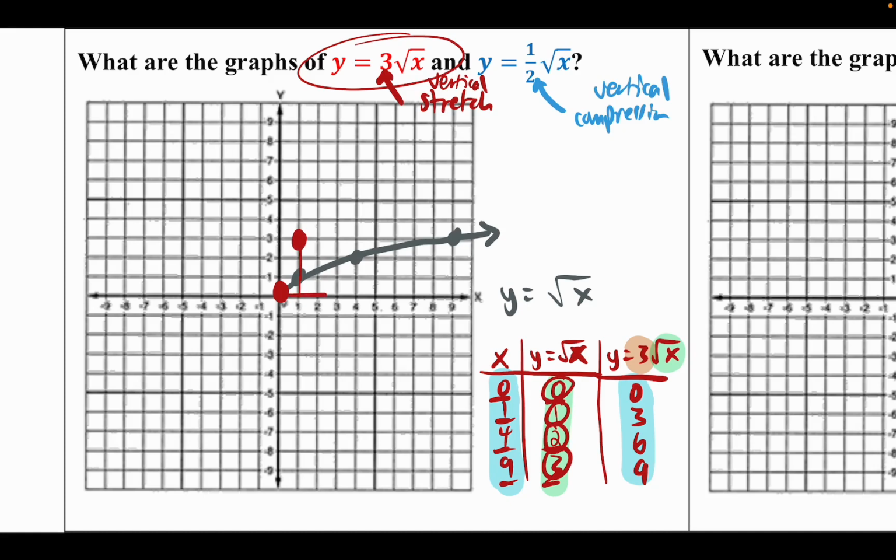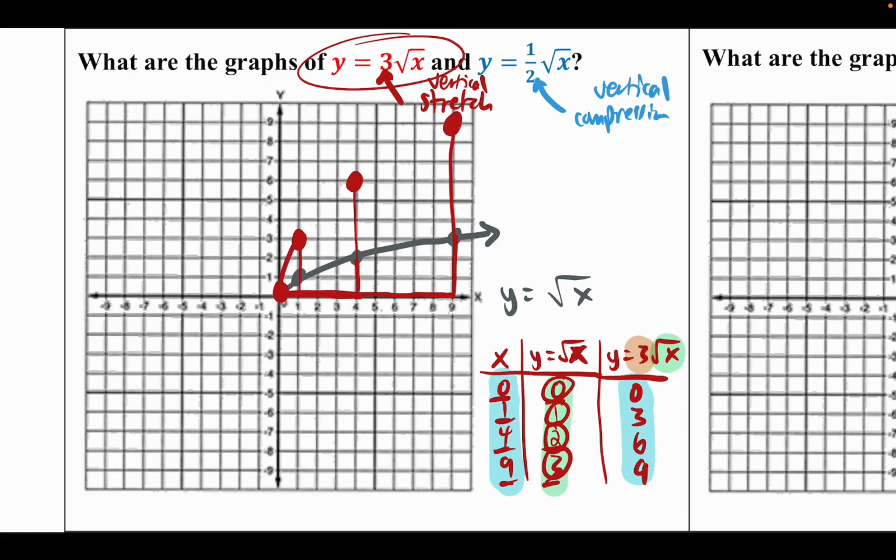Then if I go over 4, we normally would go up just 2, because that's the square root of 4, but it's multiplied by 3. So instead of going up 2, we know that 2 times 3 is 6, so I'm going to go up 6 units and land right there. And then if I go over 9 units, normally the square root of 9 is 3, but since it's multiplied by 3 in front, 3 times 3 is 9, so I'm going to go up 9 whole units and land right there.